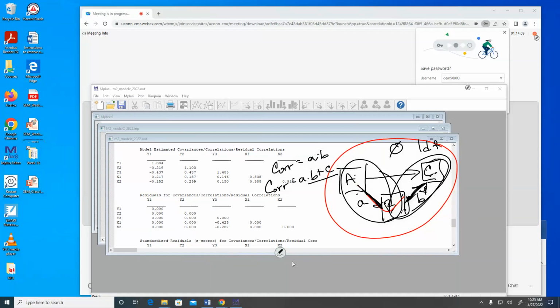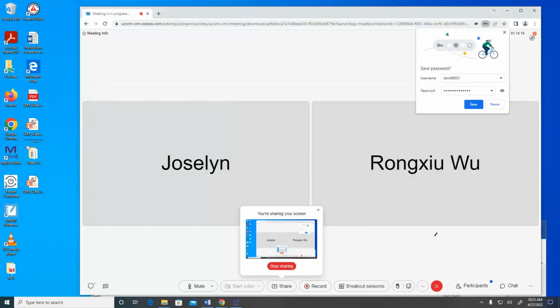So one of my review questions is pretty related to this. Okay, so go for it. Yeah, okay. So it sounds like constraints are basically deleted paths.